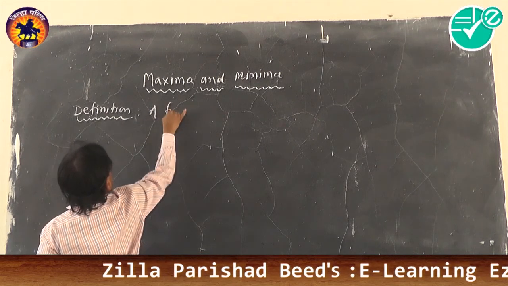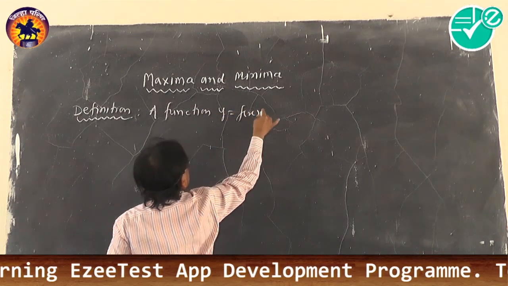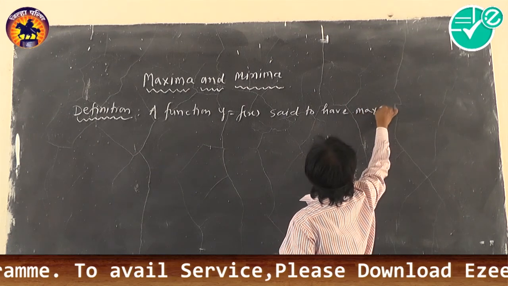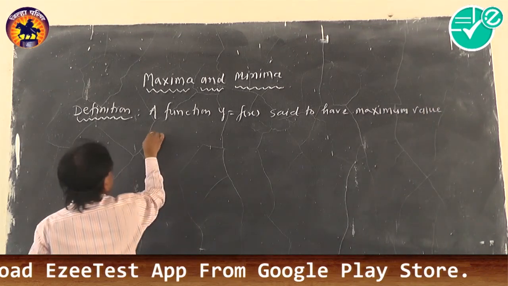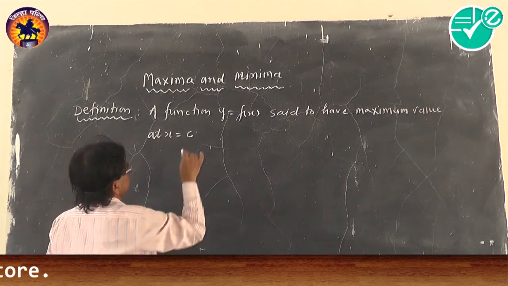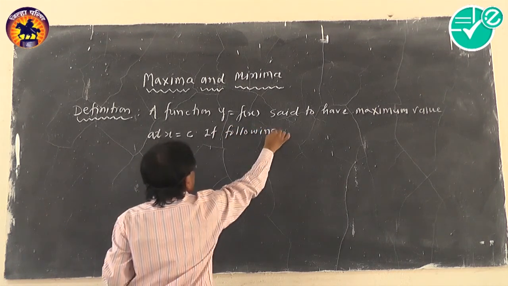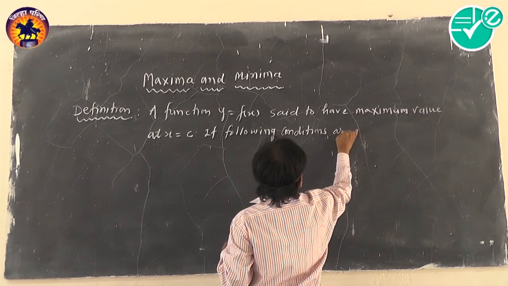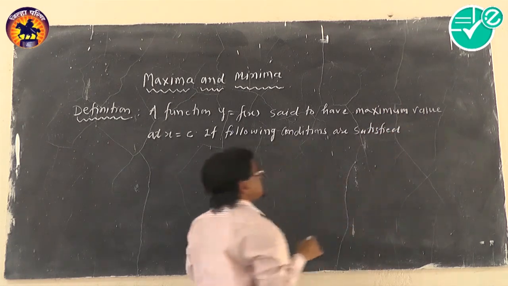A function y is equal to f of x is said to have maximum value at x is equal to c if the following conditions are satisfied.